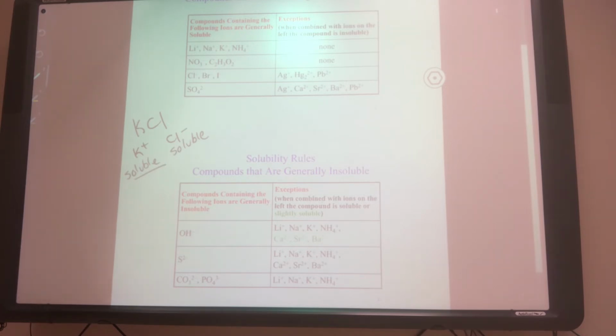All right, what was my other one? My other one was NiCO3. So it's Ni plus 2 and CO3 2 minus for my ions. Okay, so now I want to look those up. Do I see Ni2 plus?